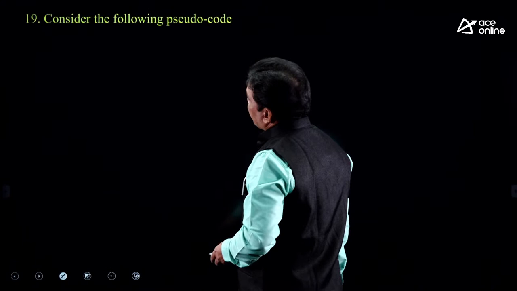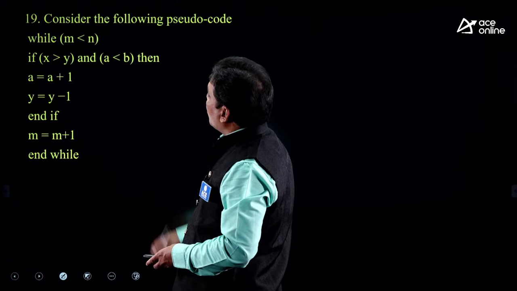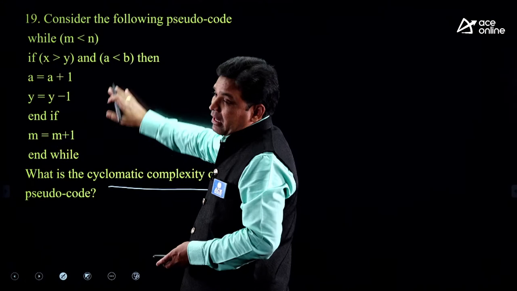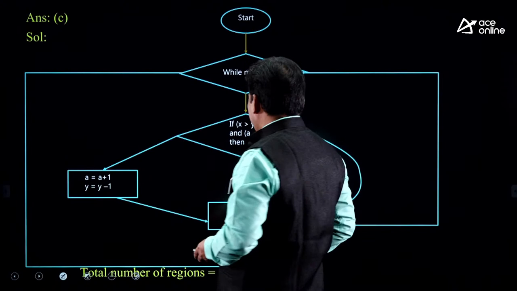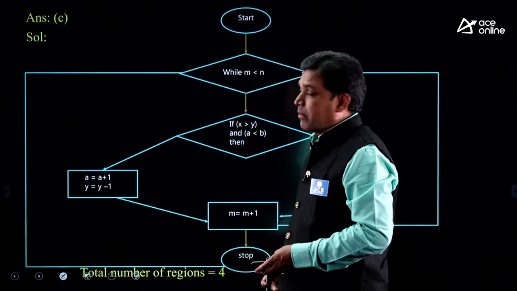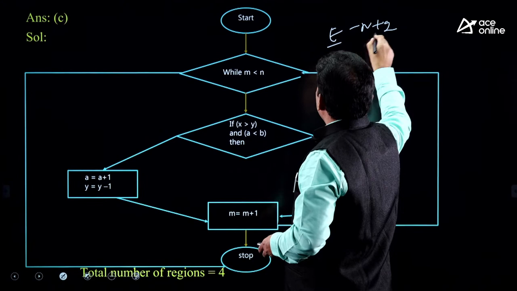Consider the following pseudocode. This is the given pseudocode. For this pseudocode, what is the cyclomatic complexity? That means for this pseudocode, a flowchart is supposed to be drawn. Just observe here, this is the drawn flowchart, and this is the condition. So how many nodes and how many edges does it consist of? The formula is E minus N plus 2, number of edges and number of nodes.